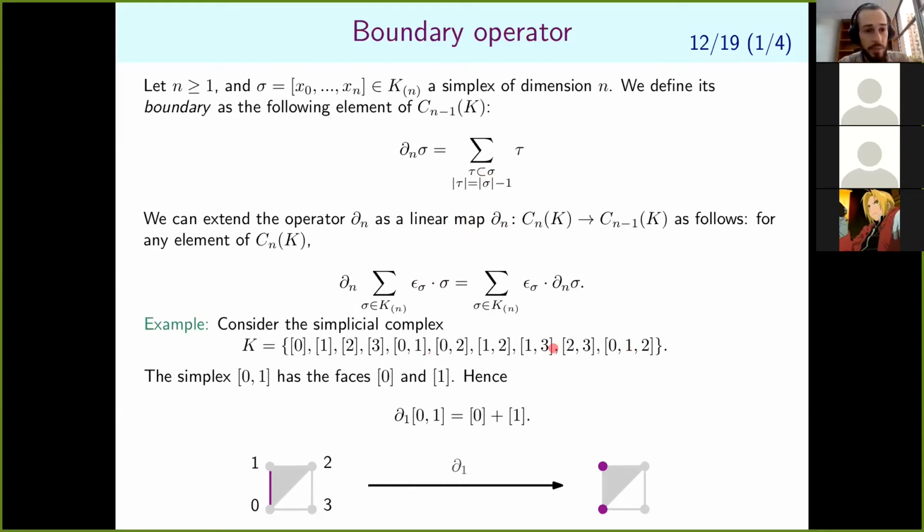An example, if I consider this simplicial complex, that can be drawn like that, the boundary of the edge 0, 1 is the chain 0 plus 1, because the edge 0, 1 has two faces of dimension 0, the vertex 0 and the vertex 1, and so by definition, its boundary is the sum of these vertices.